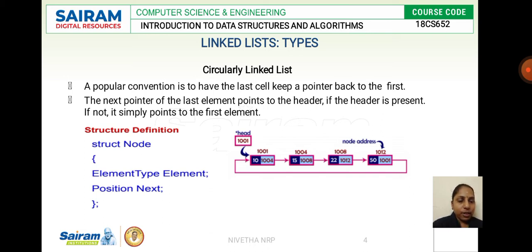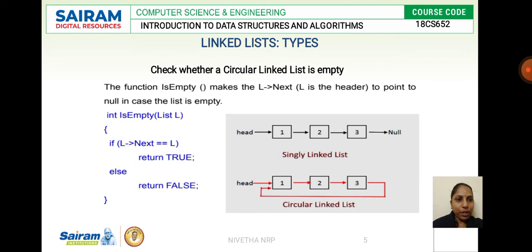We use a structure to define the node, with the element type, the element we are going to use, and the position next. This is the structure definition for a circularly linked list. Now we'll see the operations here.